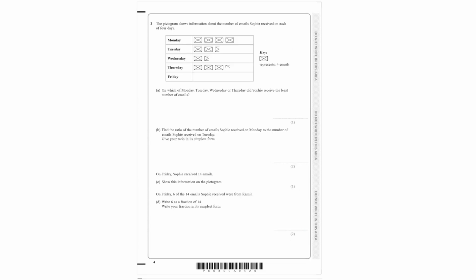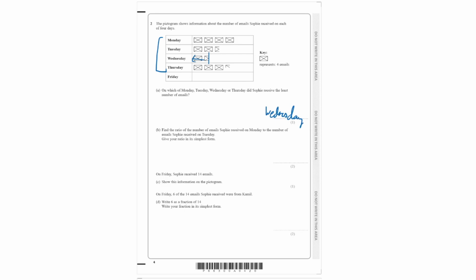Question 2. The pictogram shows information about the number of emails Sophie received on each of the 4 days. On which of Monday, Tuesday, Wednesday, or Thursday did Sophie receive the least number of emails? So they're only asking Monday to Thursday. And in those parameters, Wednesday is the least. So we can write here, Wednesday.